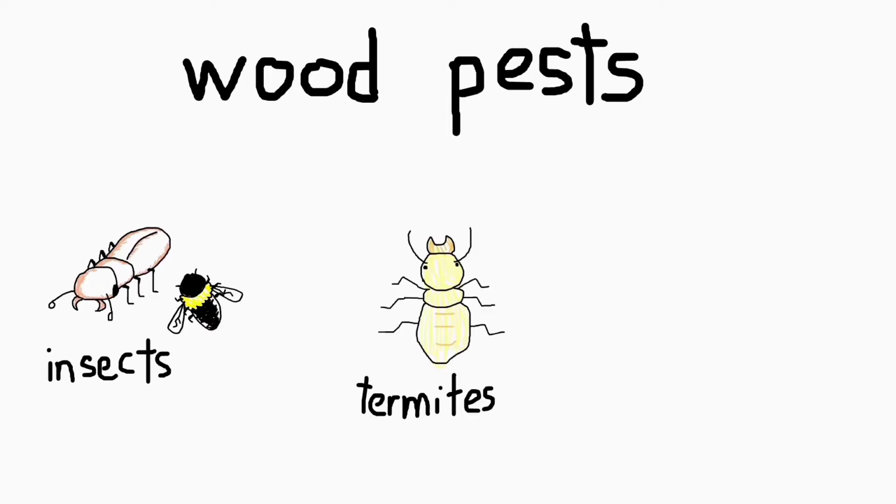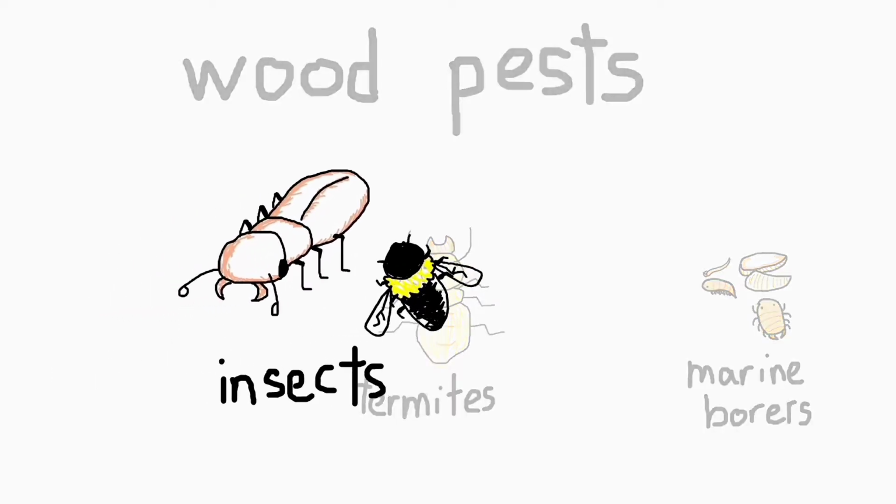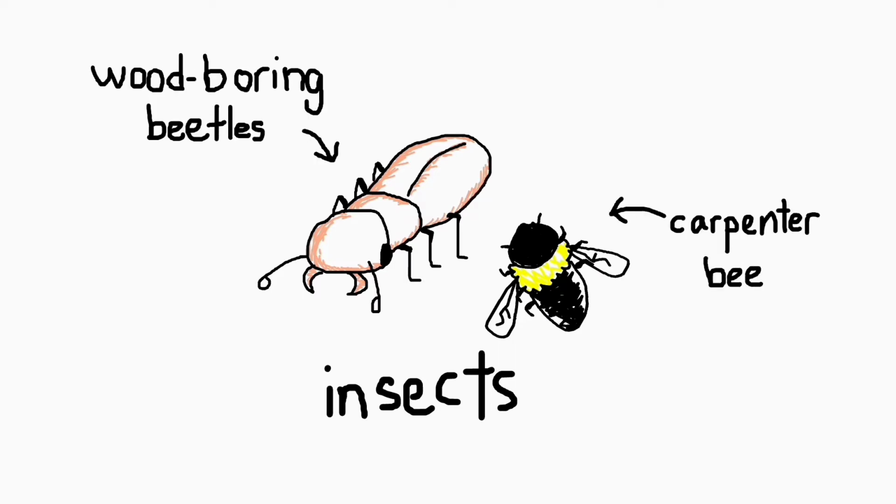In this video, we are going to emphasize 3 types of pests, which are insects, termites, and marine borers. Let's talk about insects first. So basically, there are 2 commonly known wood-destroying insects, which are wood-boring beetles and carpenter bees.